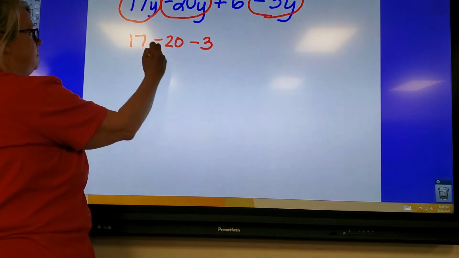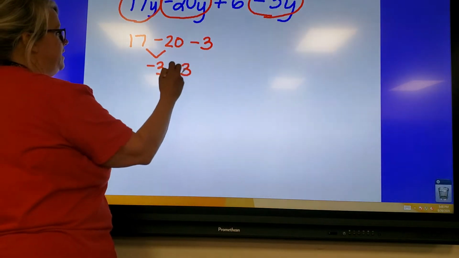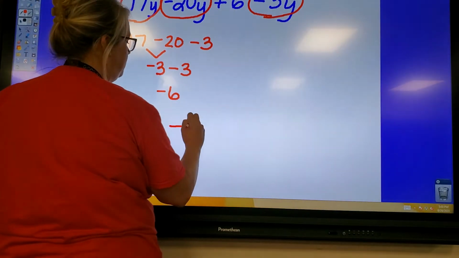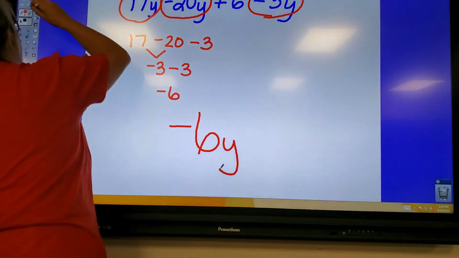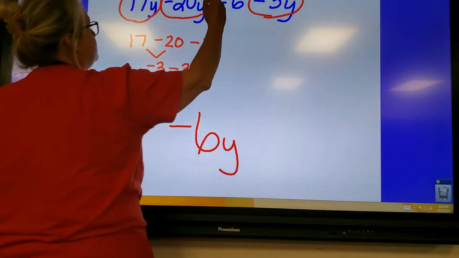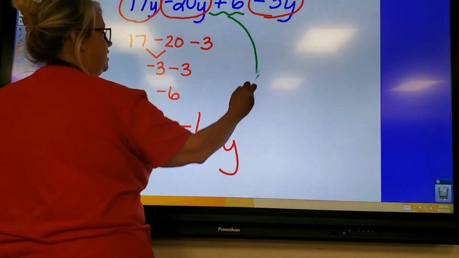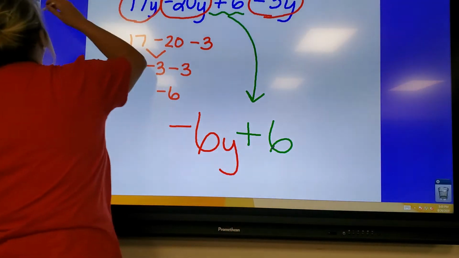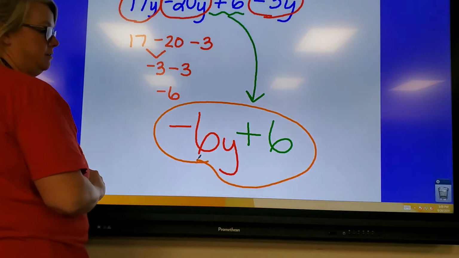So 17 minus 20, that's negative 3. And then negative 3 minus 3, that's going to give me a negative 6. So my first term is going to be a negative 6y. Now I'm going to look at my constants. I only have one constant, so that means I don't have to combine anything with it. I can just bring it straight down into my answer, plus 6. And we are finished. That is it right there. Okay?